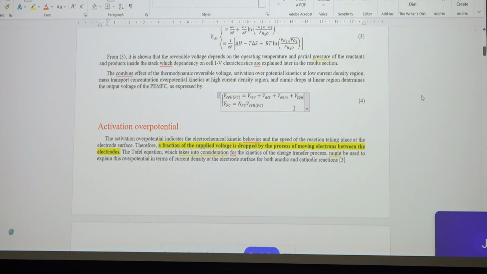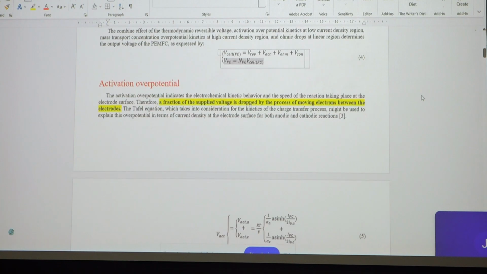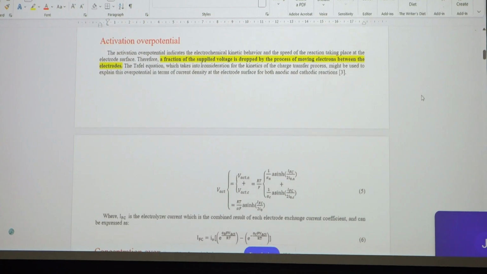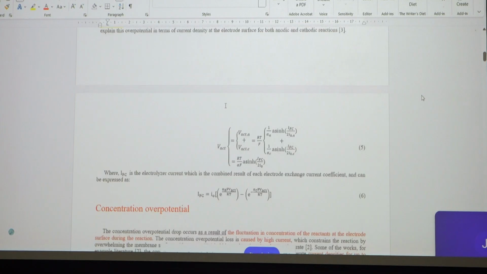If there are a lot of cells connected in either series or parallel, then the voltage of this combined system can be represented by this one. So now we are going towards activation overpotentials. As I already said, a fraction of the supplied voltage is dropped by the process of moving electrons between the electrodes, which is referred to as activation overpotential.